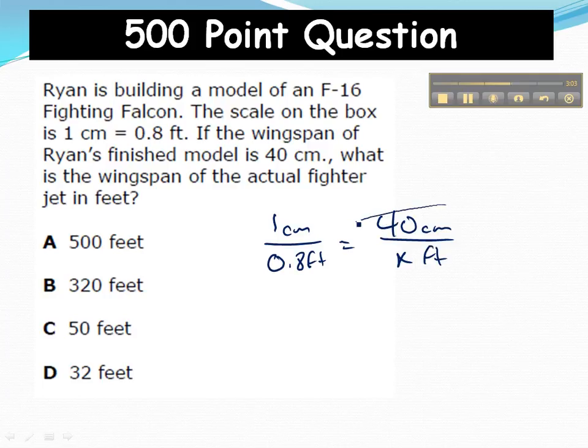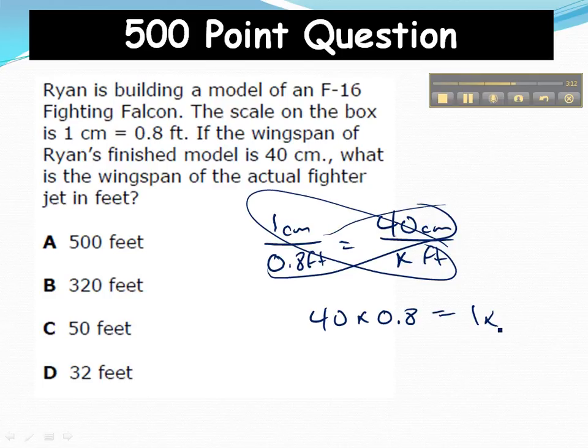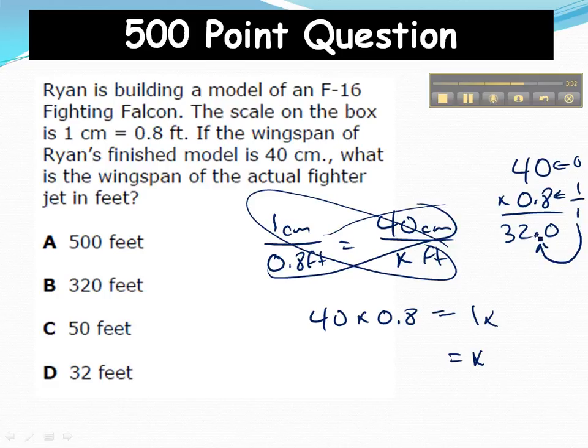We know that cross products have to be equal, so 40 times 0.8 equals 1 times x, which is just x. That's going to make this easy. So 40 times 0.8. Just ignore the decimal. 0 times 8 is 0. 4 times 8 is 32. There are 0 decimal places in this factor, 1 decimal place in this factor, so 0 plus 1, or 1 decimal place in our product. So 32. X equals 32 feet.